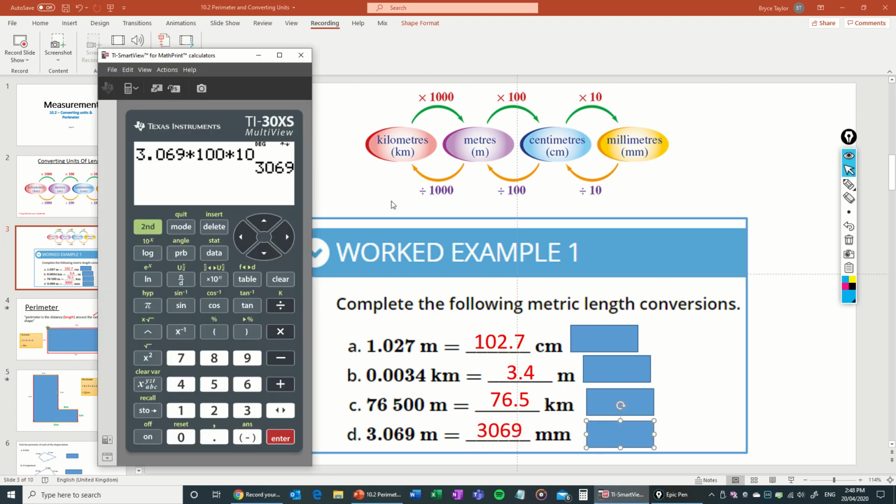You might have noticed on that last step, we can actually combine these two steps in one, because 10 times 100 is just 1000. So if I put 3.069 times 1000, you see that I get the same answer. So you can combine the steps just by combining these parts together.